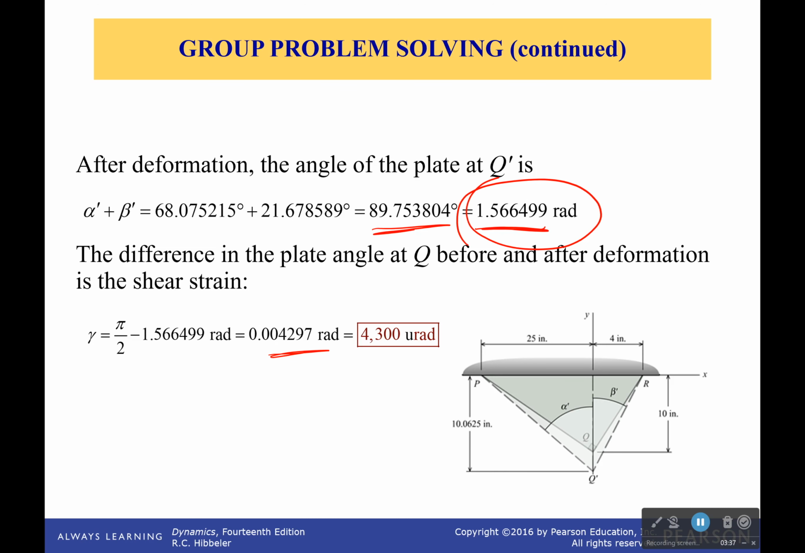So what did we do for this problem? Well, we figured out how far Q went down, so we know what its displaced position is. We then calculated the angles alpha prime and beta prime to see what that change in angle is afterwards.